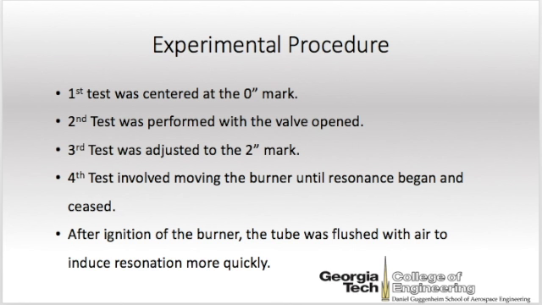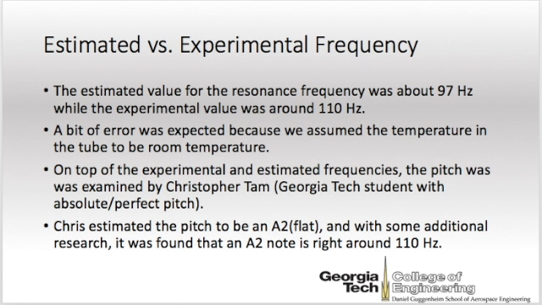After igniting the burner, the tube was flushed with air to induce the resonance a little more quickly and get the experiment going a bit quicker. So one of the big things we measured here was frequency, and as you can see, there's some deviation between the estimated and experimental values. Our estimated value was around 97 hertz, while our experimental was a little more, around 110. And this was expected because we assumed the temperature in the tube to be room temperature.